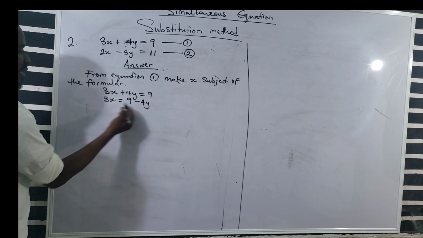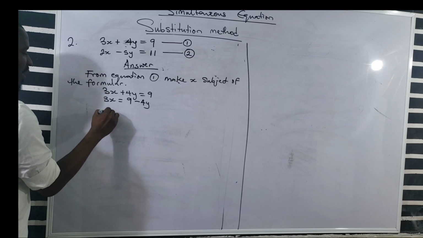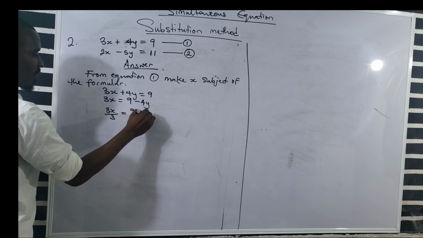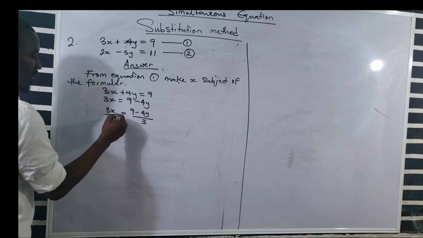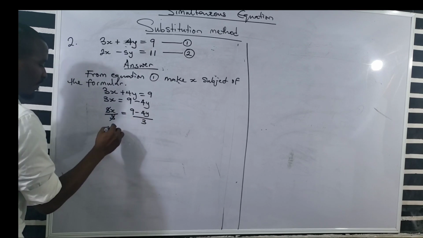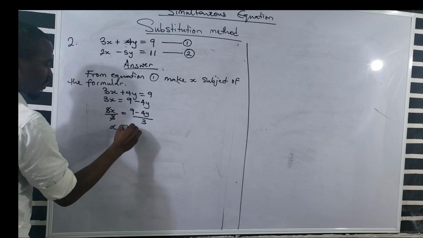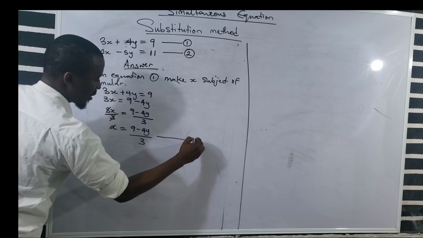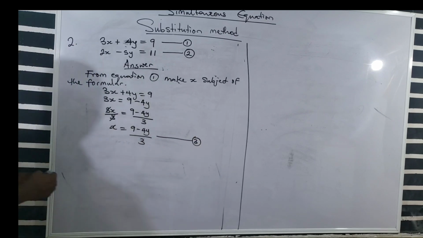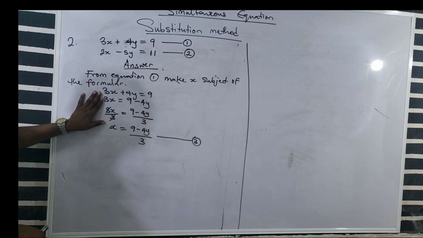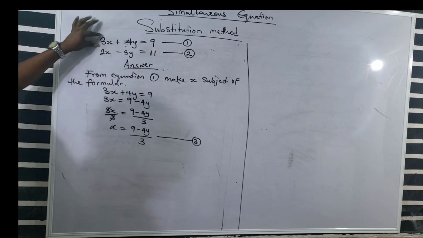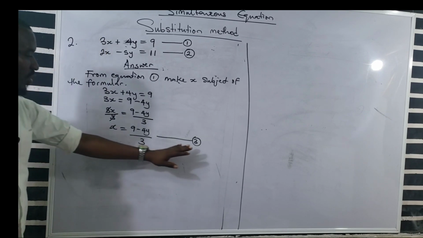So when you divide both sides by 3 now, you have that 3x over 3 equals 9 minus 4y over 3. So this and this will go. That will give you that x equals 9 minus 4y over 3. So this is our equation 3. So you can see how we did that. We made x subject of the formula from equation 1 and we use it to get equation 3.